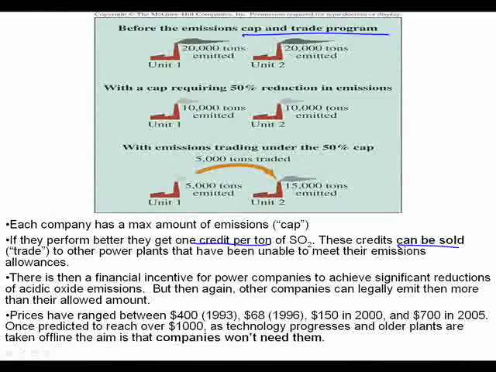But the problem is that other companies can legally emit more than their allowed amount. Prices have varied for these credits from $400 to $700 in 2005. They thought that they would get really expensive, and this would push companies to lower their emissions. But the technology is getting better. Older plants are being taken offline, and we have a pretty even amount over the years. Okay. This is for SO2 only. It has been proposed to do for NOx, but that's more difficult to do.